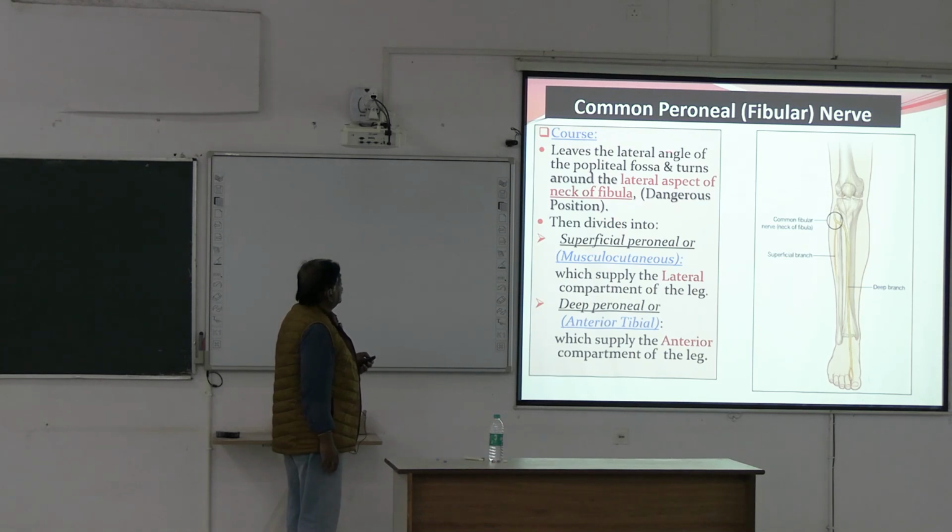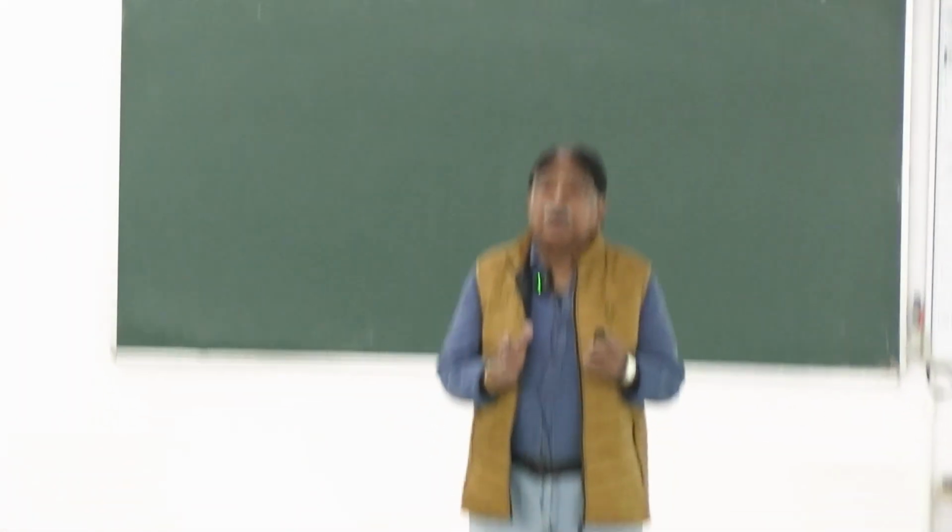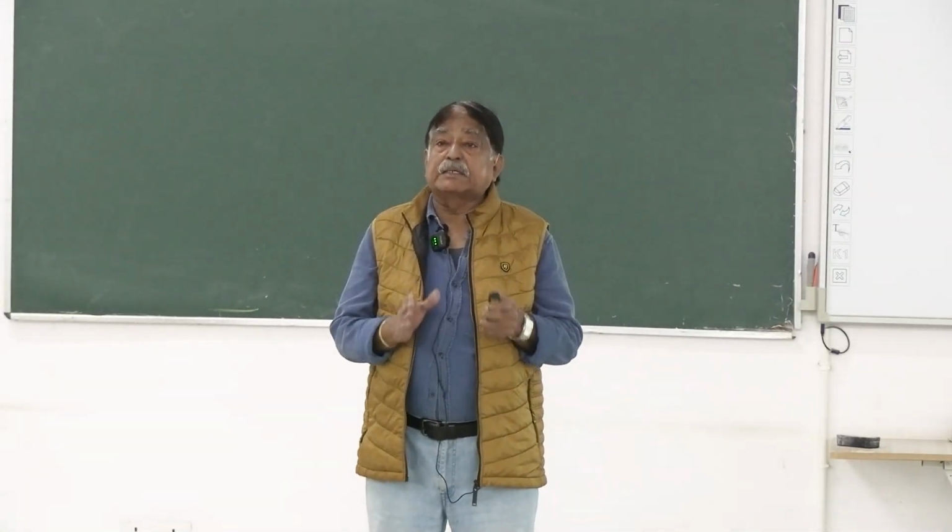Now the course: it leaves the lateral angle of the popliteal fossa and turns around the lateral aspect of the neck of the fibula, a dangerous position. Then it divides into the superficial peroneal or musculocutaneous, which supplies the lateral compartment of the leg, and the deep peroneal or anterior tibial, which supplies the anterior compartment of the leg. This is the deep branch, this is the superficial branch. If this is injured, then the actions of the foot and the muscles will be affected. So you have to manage accordingly and detect early.